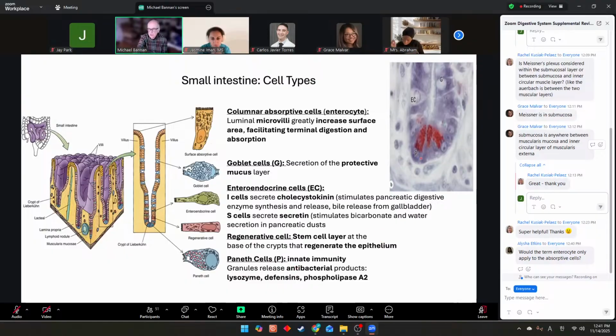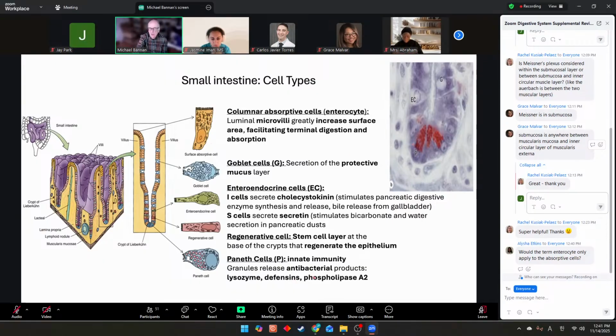And this is also illustrated in this inset on the slide with this very high power blow up of a hematoxylin and eosin stained section. Paneth cells are easy to identify because they've got these really prominent red granules in the apical part of the cytoplasm.